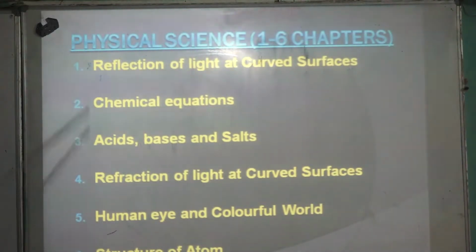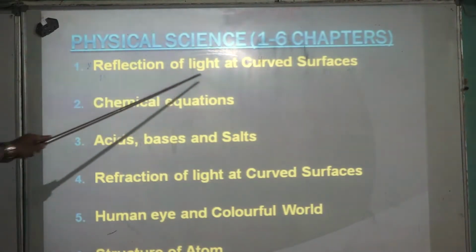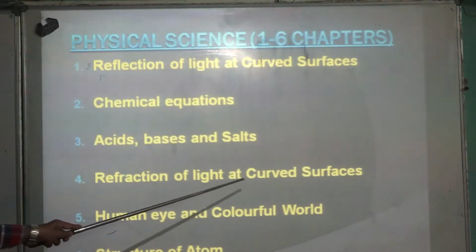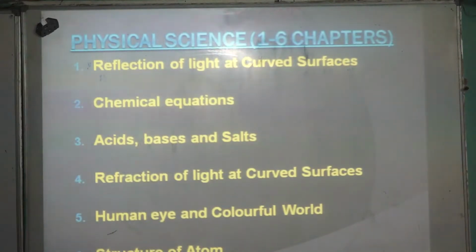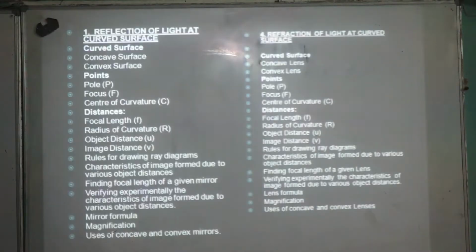While revising, I am comparatively revising chapter 1 and chapter 4, because these are reflection of light and refraction of light at curved surfaces. These two include the same components, but the diagrams will be different. That's why I am comparatively discussing these two chapters. Next.